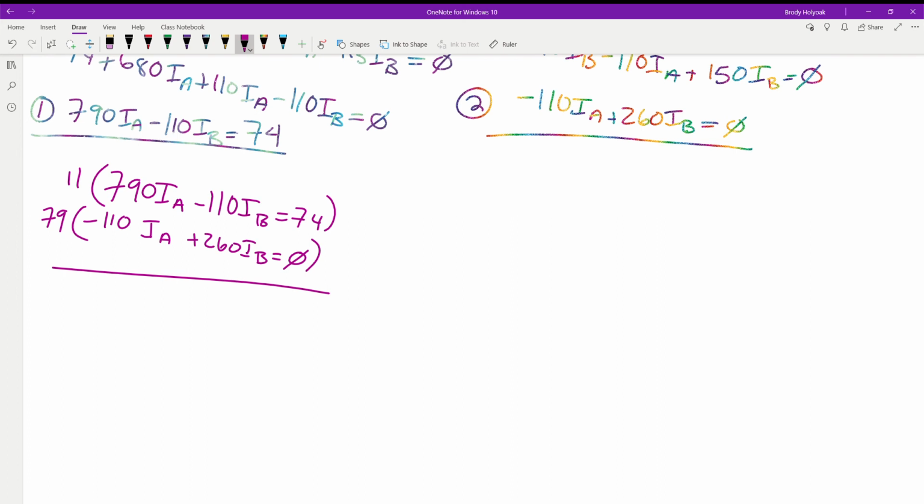So we get 790 times 11, 8690 IA. We have 110 times 11, minus 1210 IB, and that's equal to 814. So I'm multiplying the whole equation by 11 so we can get this. We know this value is going to be a negative 8690 IA.